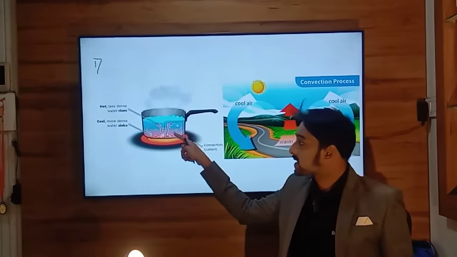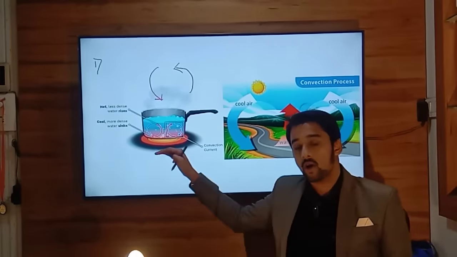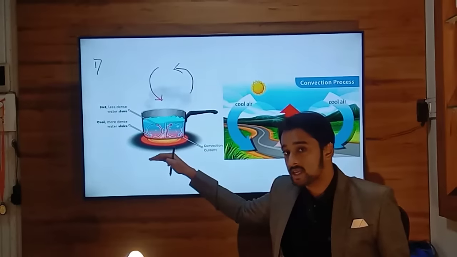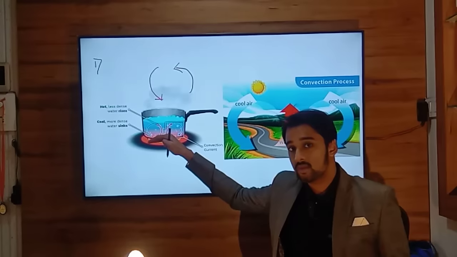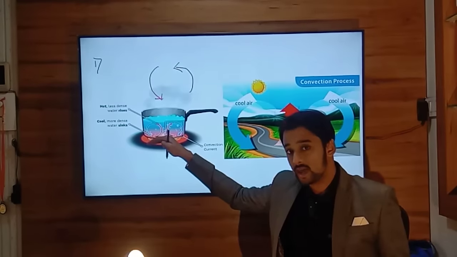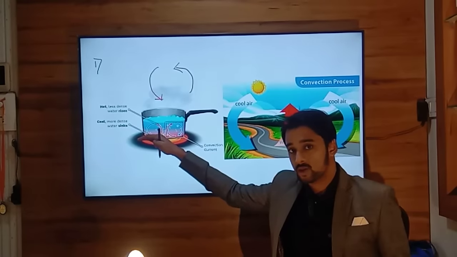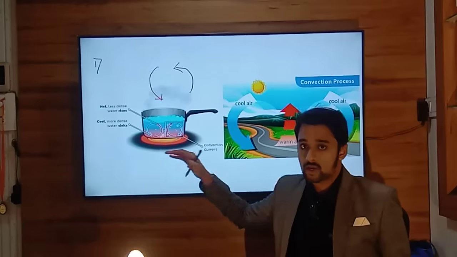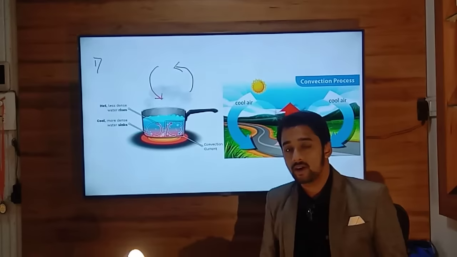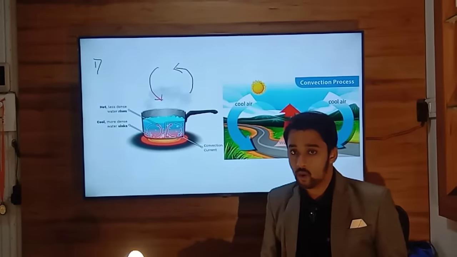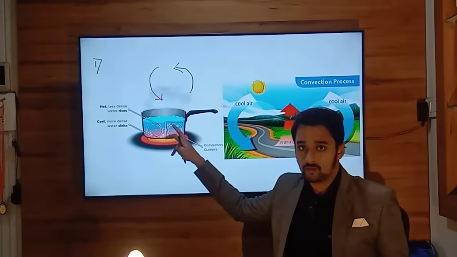So as a result, a cycle is created in which the hot layer of water, because of its lower density, rises up, and to take its place, cold dense water from the top layer of the pot comes down. As long as this heating process is continued, heat distribution will take place between the bottom layer of water and the top layer of water.